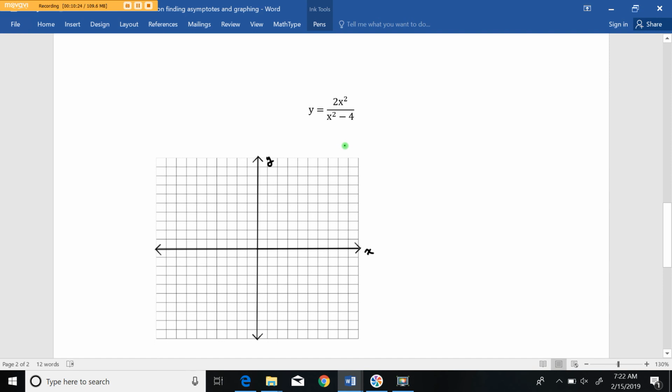Then what you're going to want to do is build yourself a table: X, Y, start plotting some points, and that should be enough to get that graph sketched. So hopefully you'll have no trouble doing that.